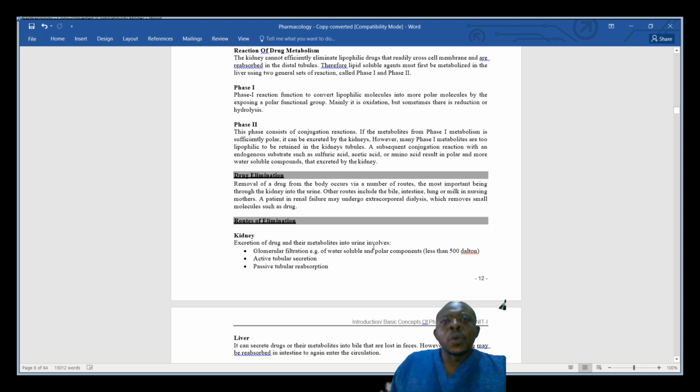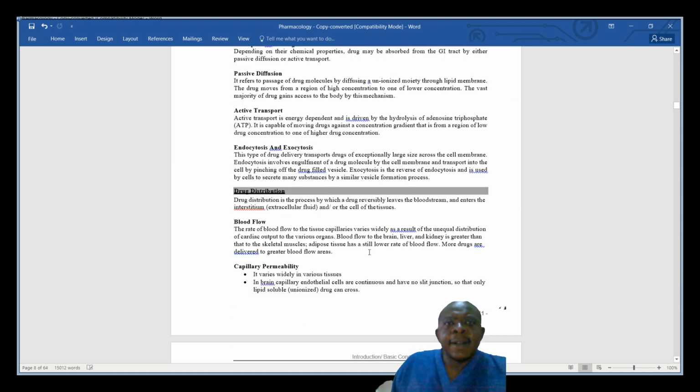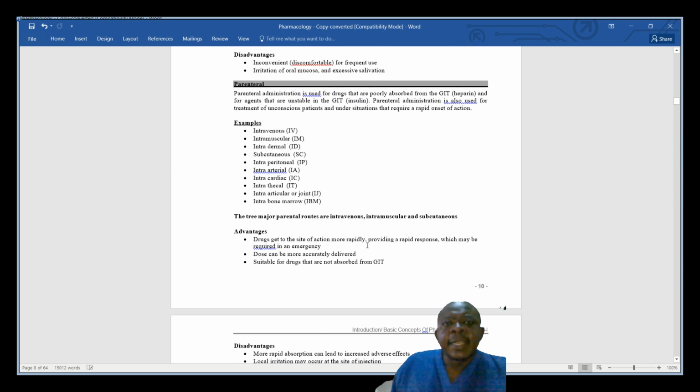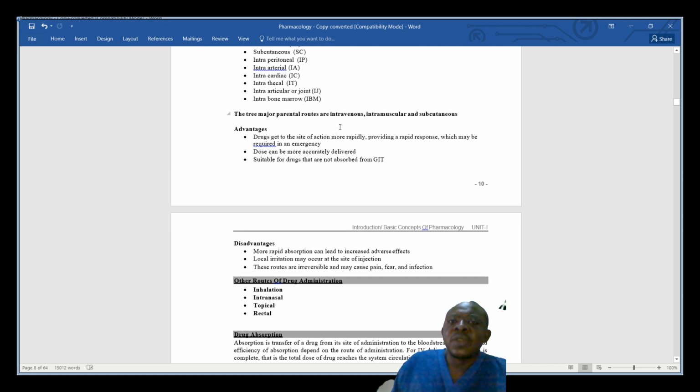So today we are looking at another component in lessons of pharmacology, and that is to do with drug administration through the parenteral route. Parenteral routes are intravenous, intramuscular, intradermal, subcutaneous. We have mentioned many parts. The three major parenteral routes of drug administration are mostly intravenous, intramuscular, and subcutaneous.